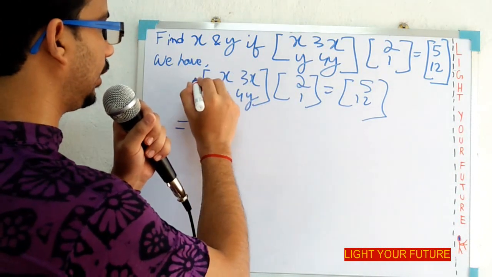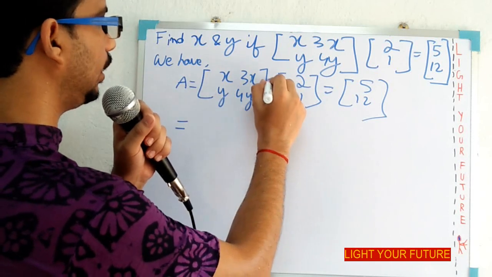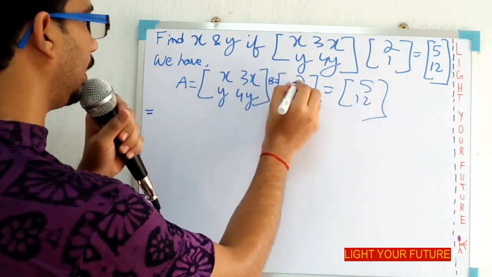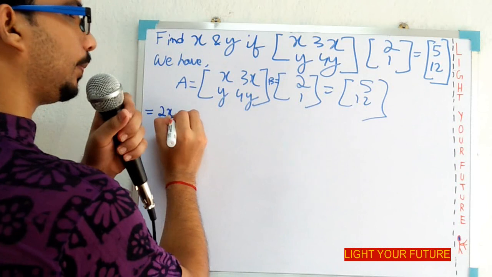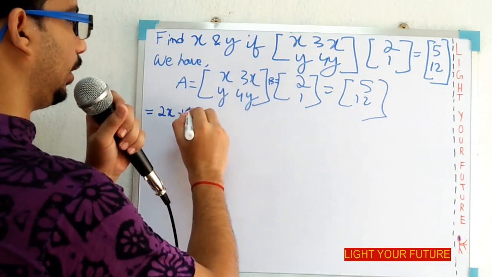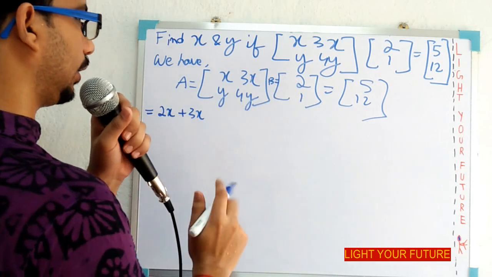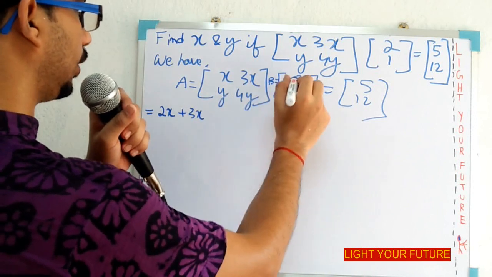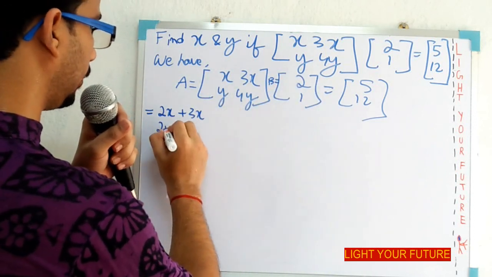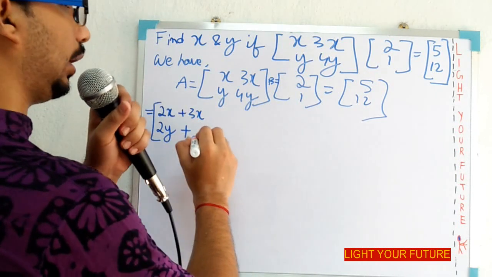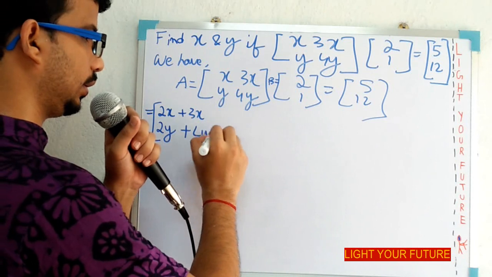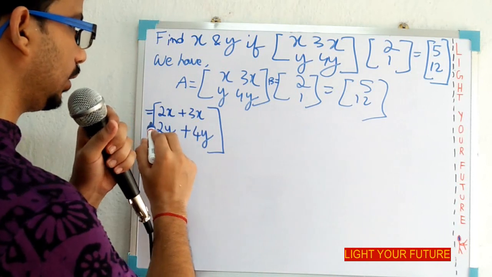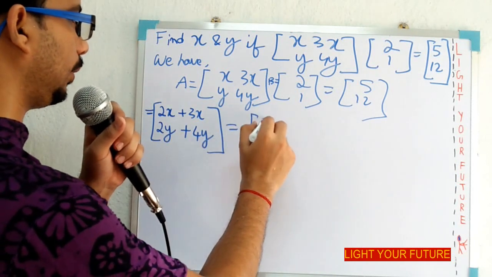First row of A, let us take this as A and this as B. So first row of A into first column of B. So we will get directly 2x and plus 3x over here. It's because 3x into 1 is 3x. Similarly, second row of A into first column of B. So we will get 2y over here. And in the same way we will get 4y. Now 2x plus 3x, 2y plus 4y equal to 5, 12.